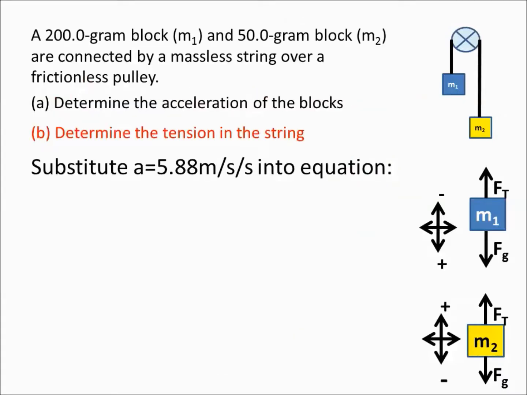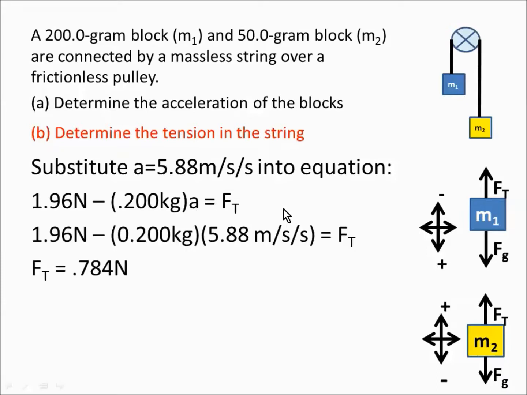Now we're going to find the tension in the string. Well, we found A is 5.88 meters per second squared, and we had originally found this equation for mass 1, which related acceleration to tension. So now we're just going to plug our acceleration in, and we can solve for tension, and the tension in this string is 0.784 newtons.